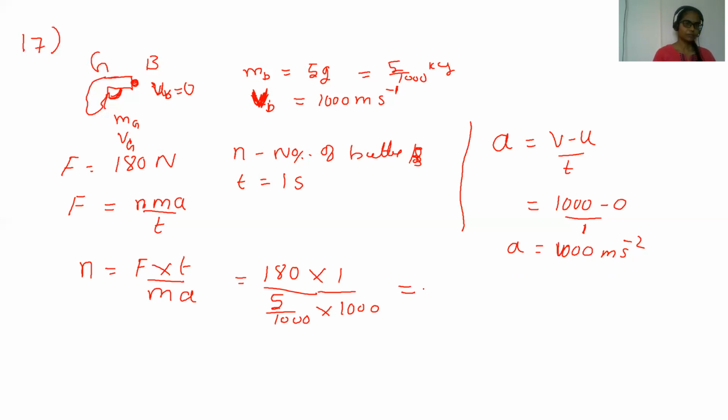This is question number 17, right? Try to cancel the terms, children. See that the 1000 and 1000 cancel. Remaining is 180 by 5. Simplify 180 by 5. What answer does it give you? It gives you 36. That means per second the gun is able to fire 36 bullets. From this given data we calculated.